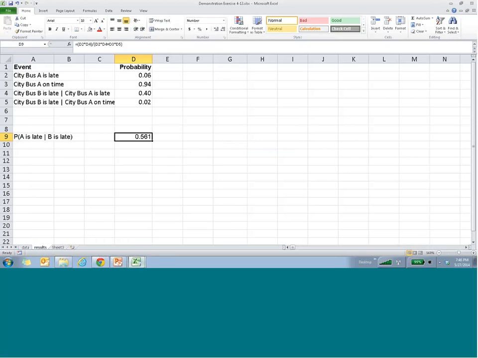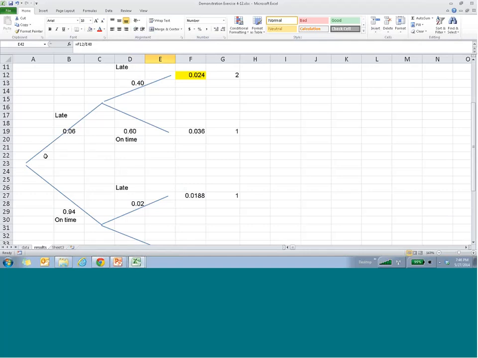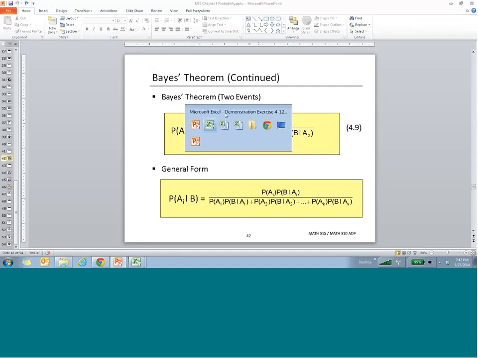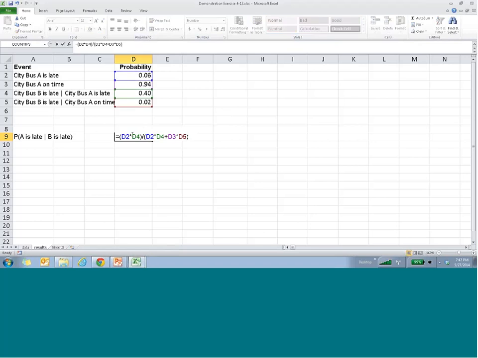Okay, so let's look at this again. The probability of A1 occurring is this D2, which is the probability that bus A is late. Let me go back to our probability tree and look for the probability of A1. Okay, so D2 is the 6%, the probability that city bus A is late. That's the probability of A1. This is the first occurrence option for A. The probability it's late is 6%. That's the first number that we're referring to right here. This A1, you can highlight. This A1 right here, the first event for A, is that 6%. That's where it comes from in this formula. D2 is pointing up here at 6%.